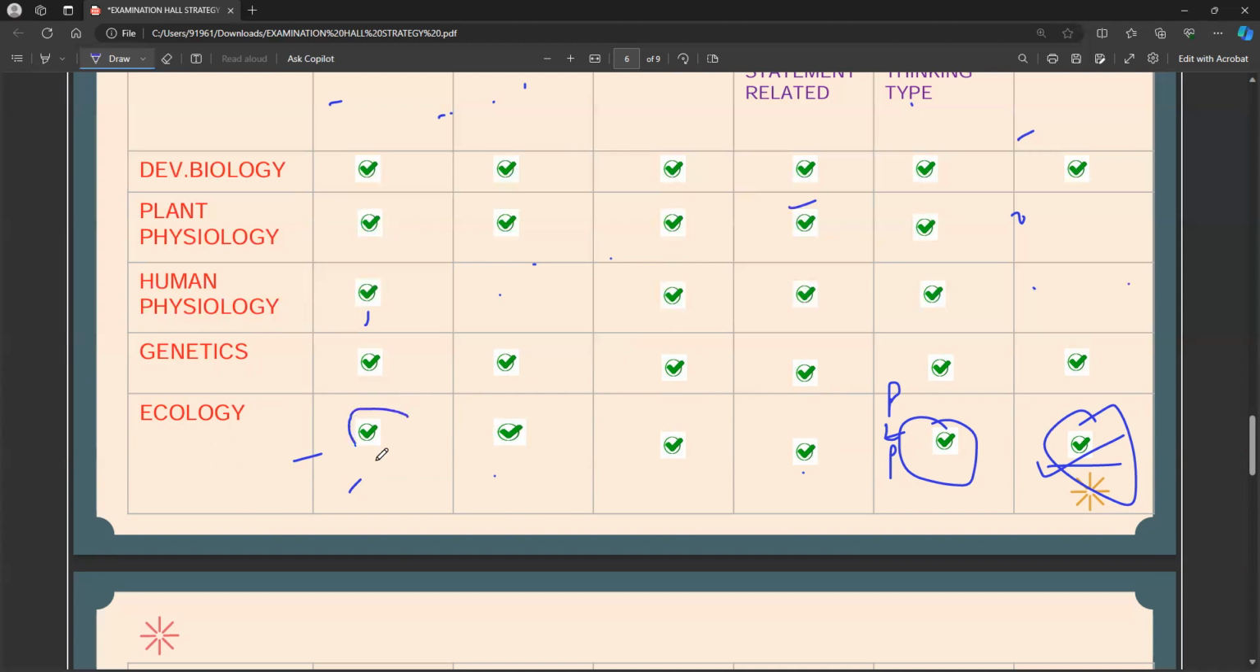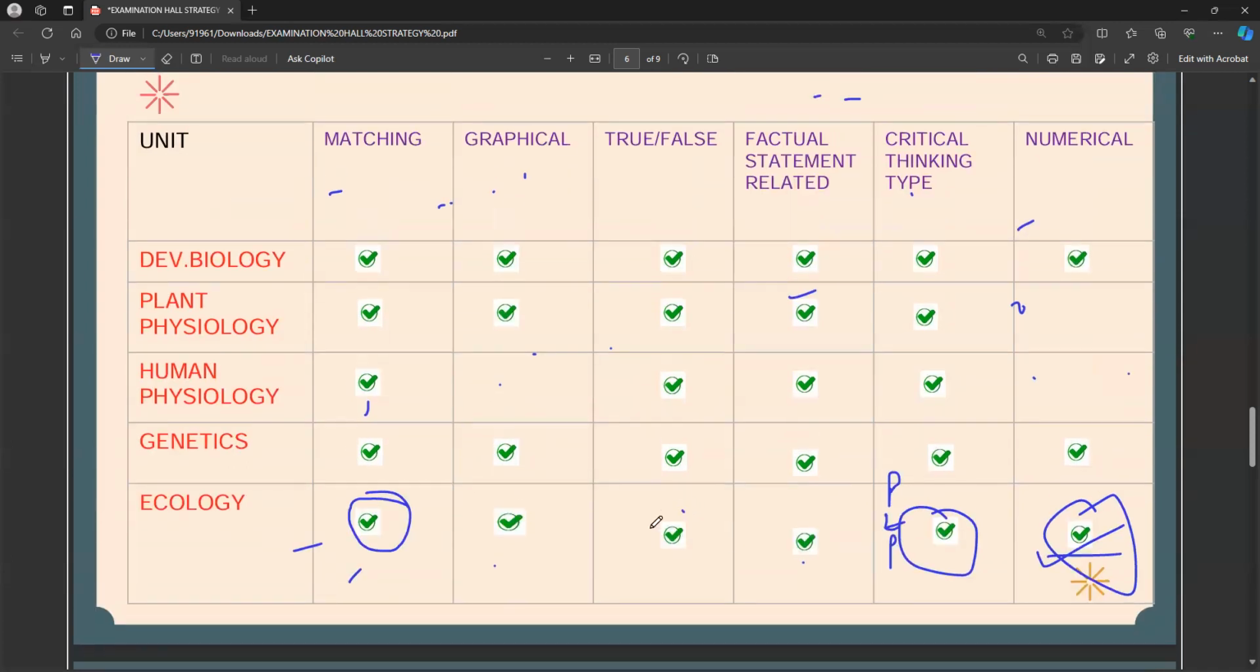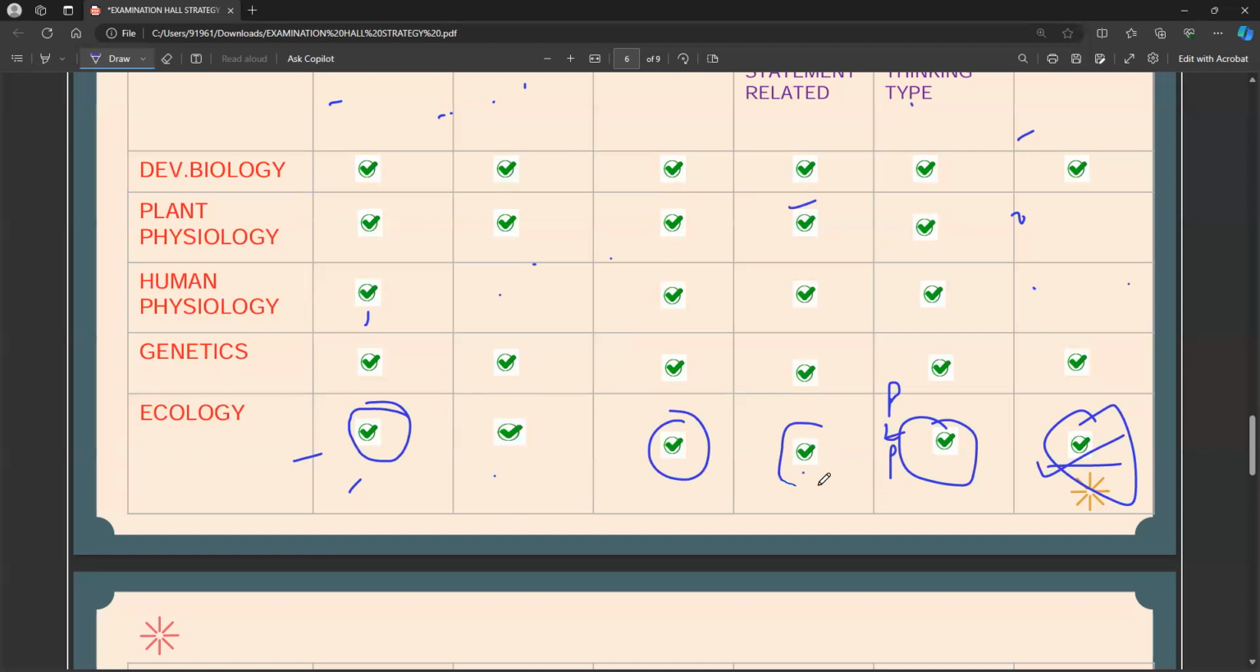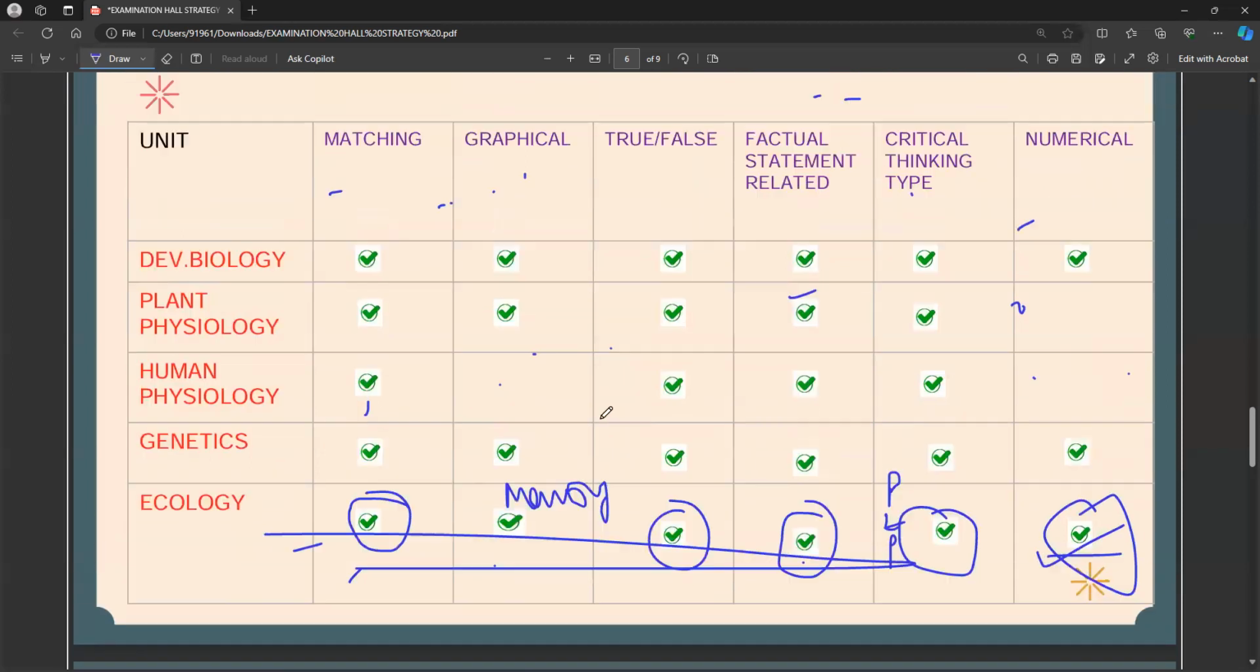When it comes to matching, true or false, and factual statement questions, these three are memory based. You have to believe my words. Check the question papers of the 2023 morning and afternoon shifts.